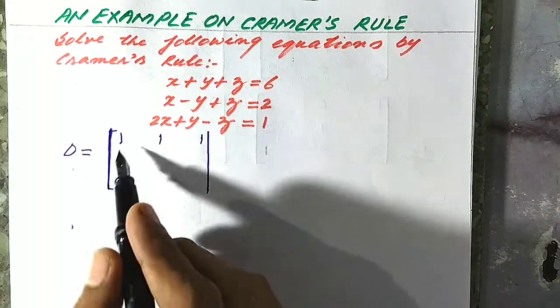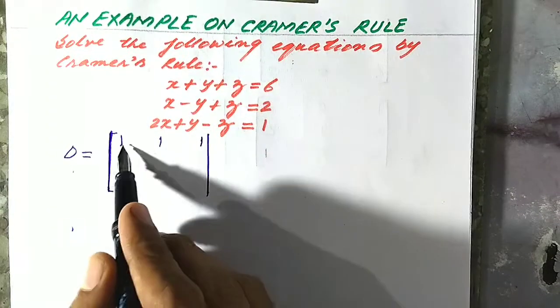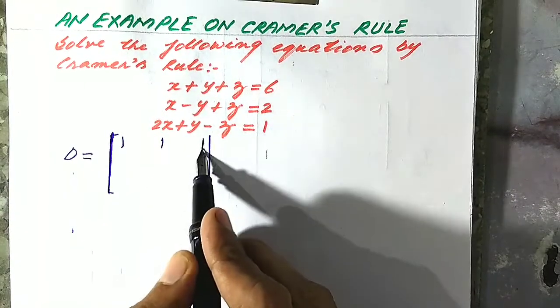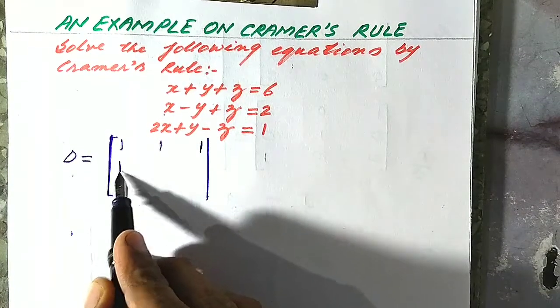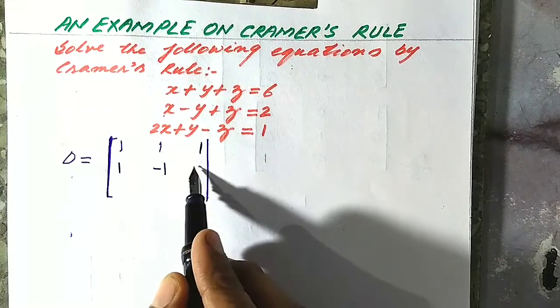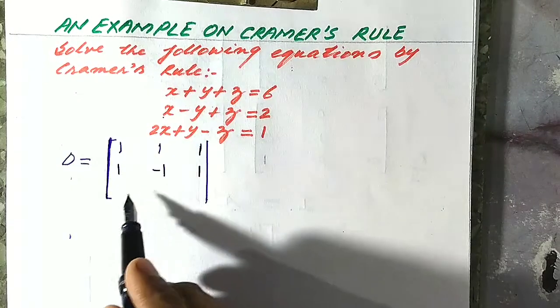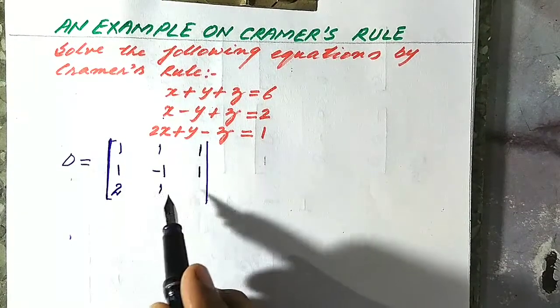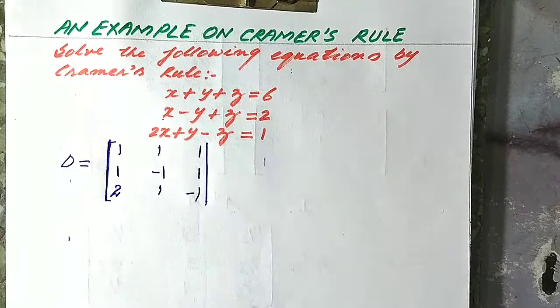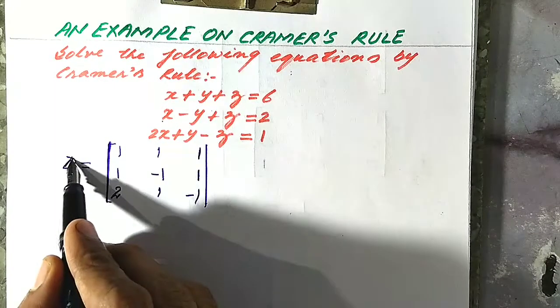So first, as I have explained in the general method, we make the first determinant of coefficients of x, y, z, that is 1, 1, 1. I have already written. And second, in the second equation, the coefficients are 1, minus 1, 1. And in the third equation, the coefficients are 2, 1, minus 1. And this is denoted by capital D.